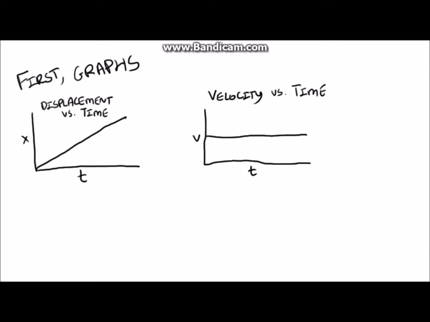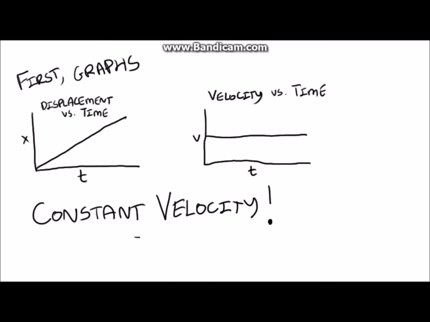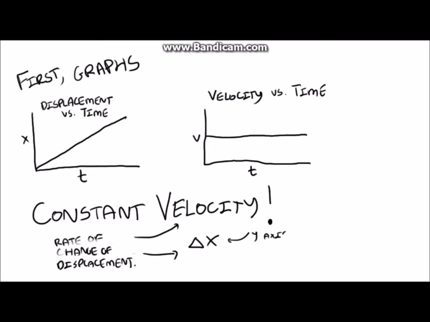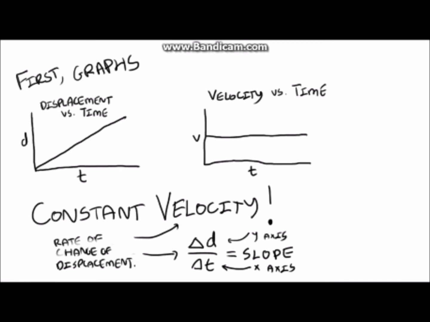This is a velocity versus time graph, which is a straight horizontal line. Again, these represent constant velocity. Why? Because velocity is just the rate of change of displacement, or the slope of displacement, which is, as you know, change in y over change in x. The displacement versus time graph has x on the y-axis, though, which is kind of confusing, so we'll just change that to d. So change in d over change in t, which is on the x-axis. T is on the x-axis. As you see, I kind of labeled them.